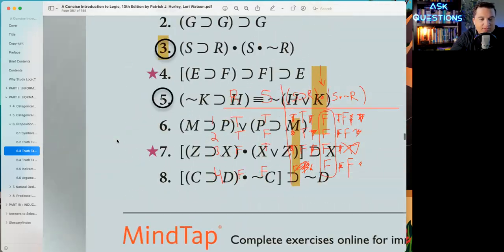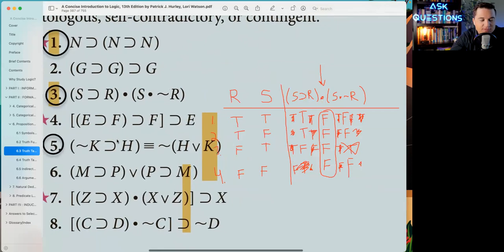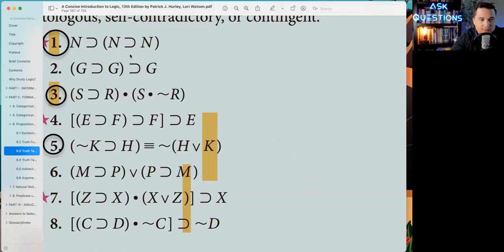All right, let's do one more and then we'll call it a day. Let's do 5 here. Let's draw our horizontal line. And we can type these out so it's a little bit less messy. We have not K, H. Oh, we need some parentheses here.